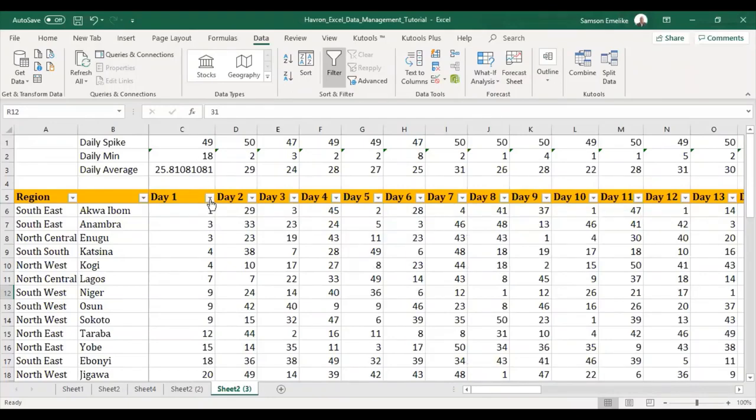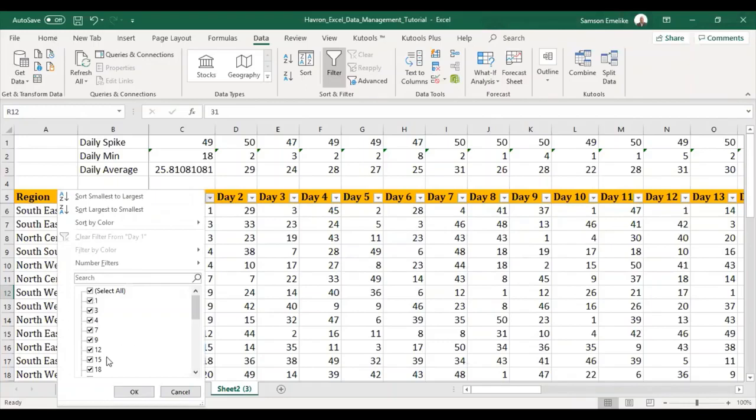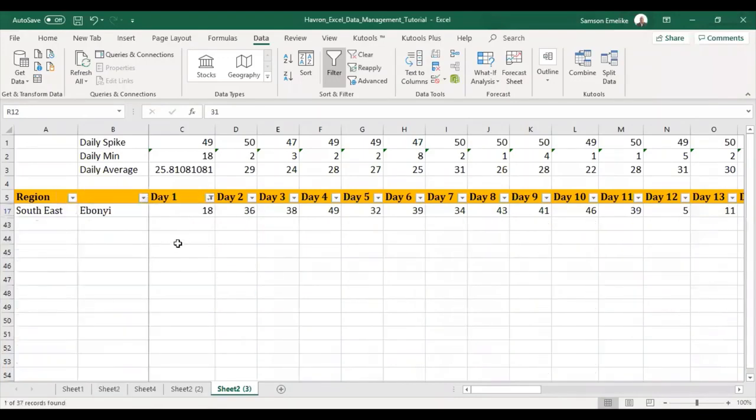Oh, when we come here, we are filtering for 18. Let me unclick this and put 18. Let's see how many states. Okay, so it's only one state that has 18 on day one. Good. So it is easy for us to find out the state here that has that 18.